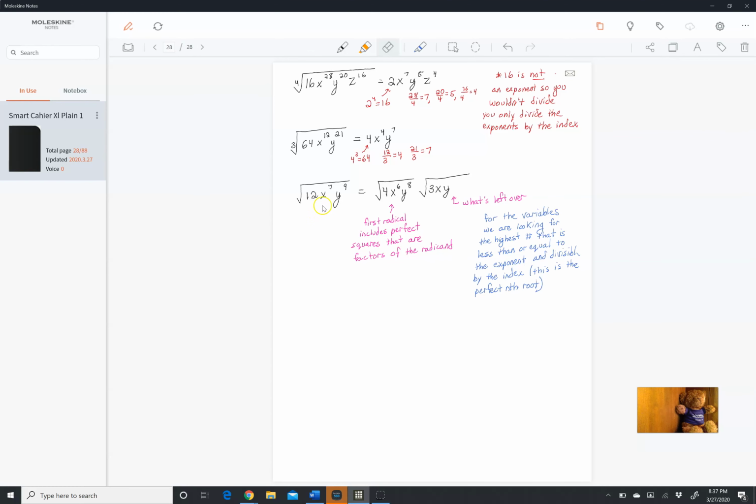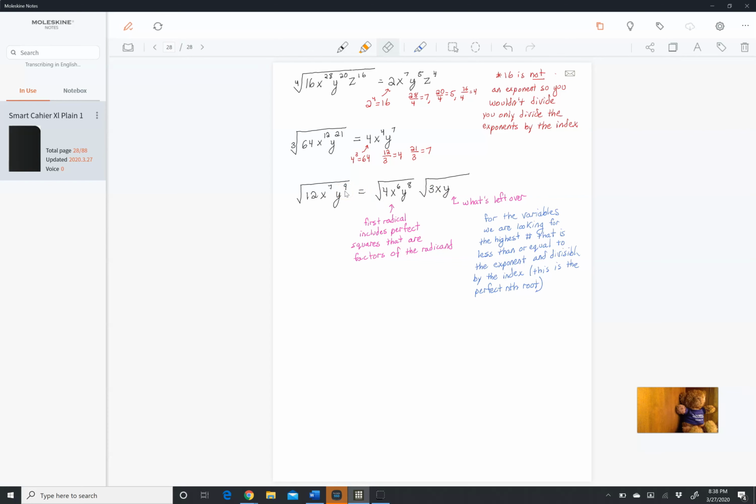Okay, so again, we're looking for the highest number that's less than 7 and divisible by 2. So 7 is not divisible by 2, but if we go down by 1, 6 is. So x to the 6th goes under the first radical. What's left over? 1x. So x to the 1st goes under the second. Then we do the same thing for y to the 9th.